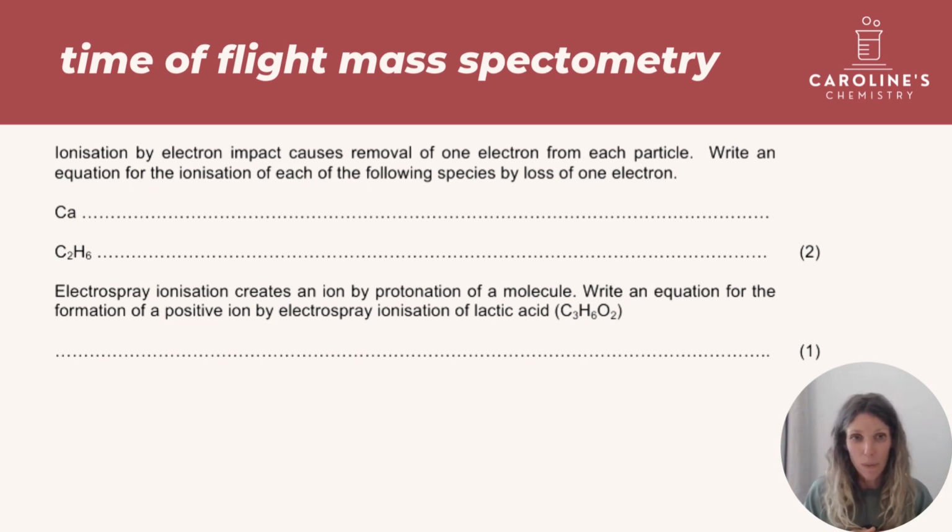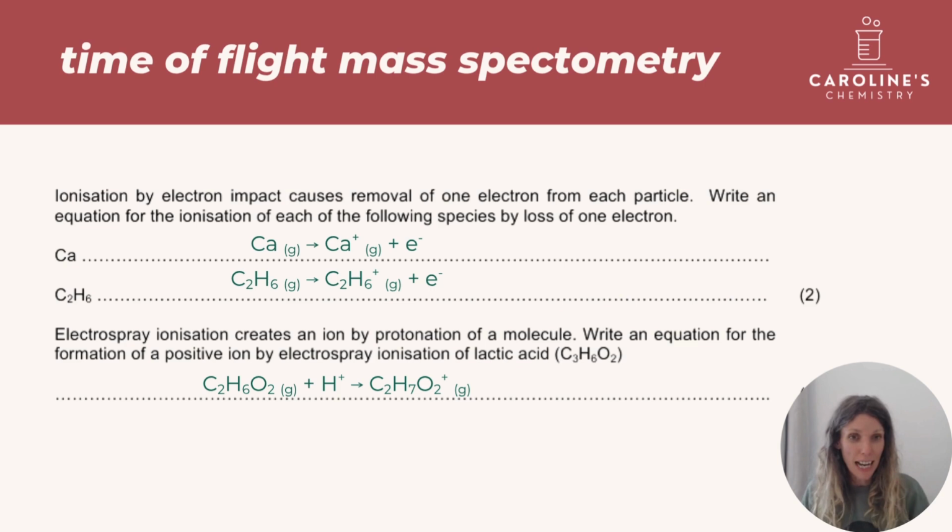So here's our first one. This one is about writing ionisation equations. You can see the first one is two equations for ionisation by electron impact. The second one is to do with electrospray ionisation. So pause now, have a go. If you can't remember, then head back to the previous video where I go through this stuff from scratch.